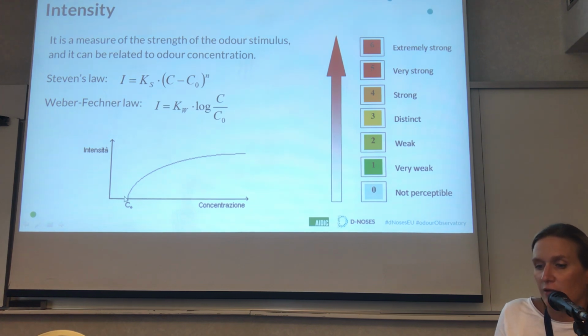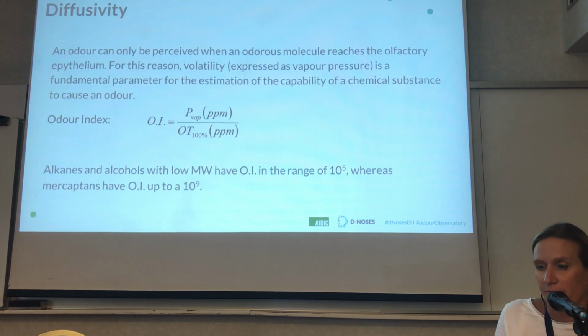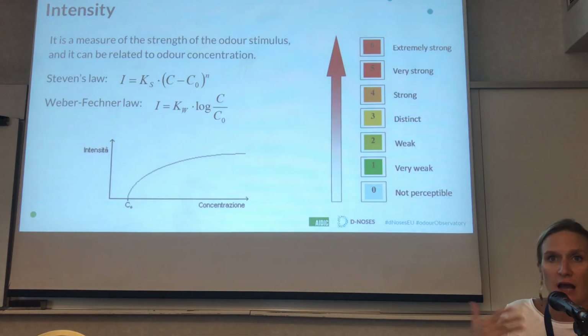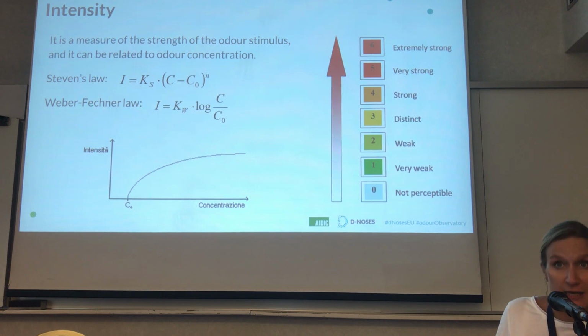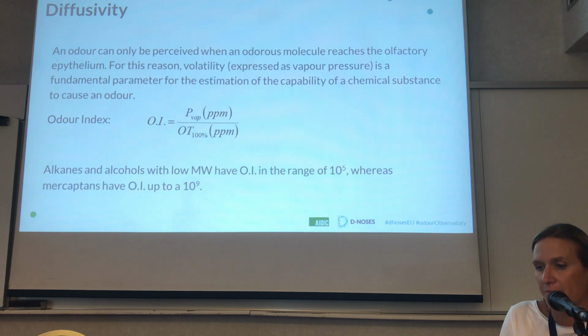Typically you have a threshold concentration under which odor is not perceived at all, so intensity is 0, and above which intensity begins to grow, not linearly with concentration. Intensity is usually described with a descriptor in a scale. This is an example from 0 to 6, where 0 means that the odor is not perceivable, whereas 6 means that the odor is extremely strong.